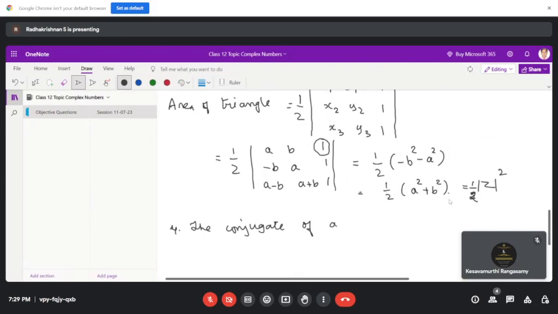Number is 1 by i minus 2. Then find the number.